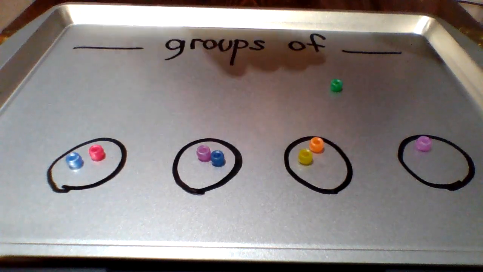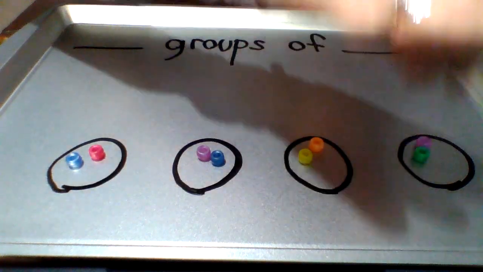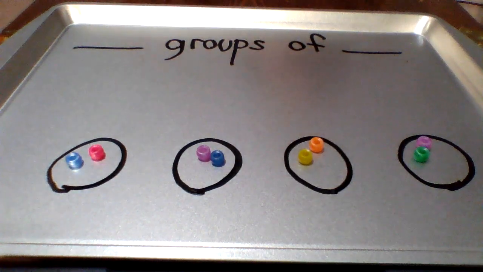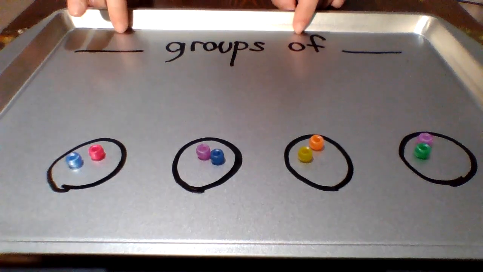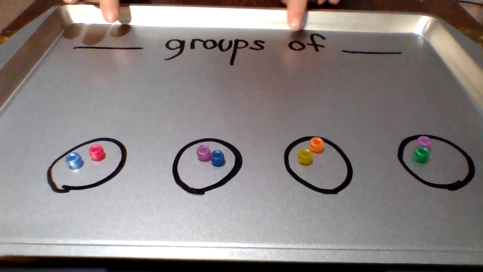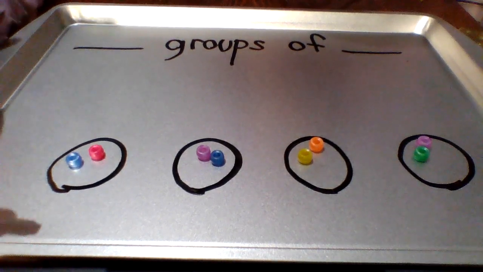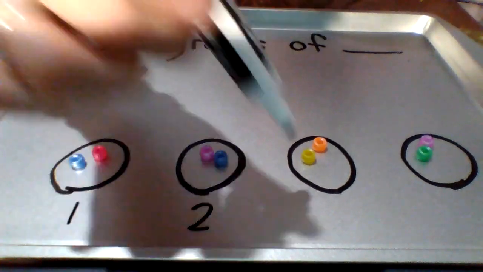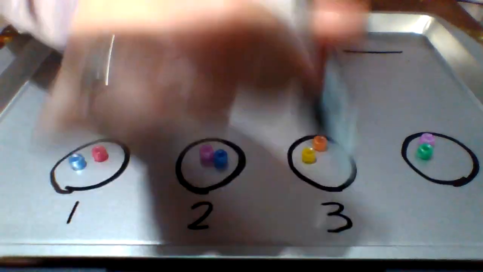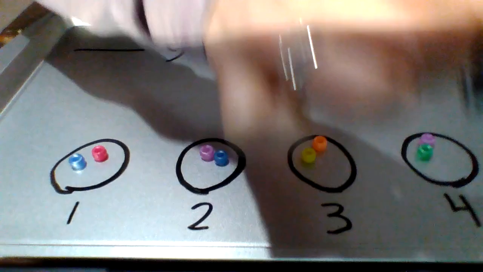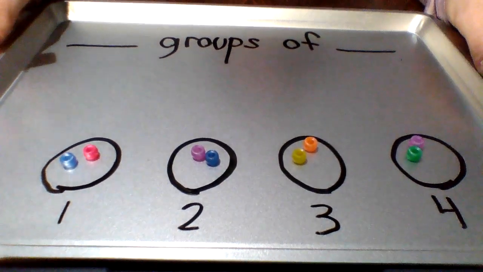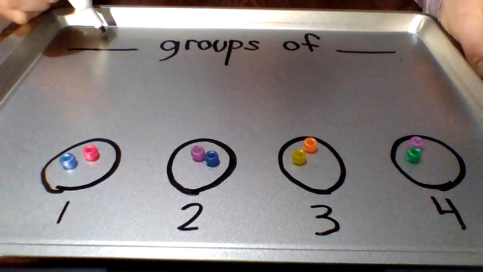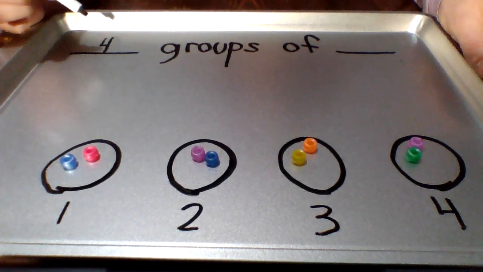2. This one has 2. This one has 2. This one has 2. So now, to answer my sentence up here, I have blank groups of blank. Well, how many groups do you have? And if you have to, number them. You have 1, 2, 3, 4 groups. So I would write 4 groups, which represents your 4 friends.